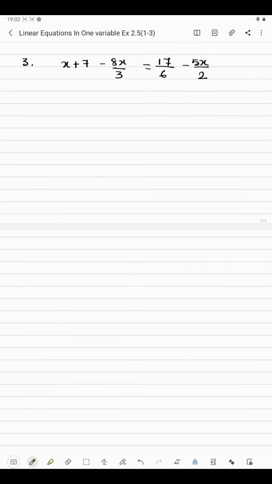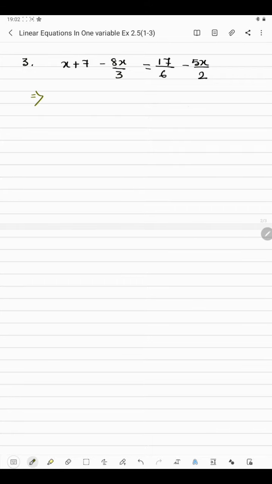Okay. Now coming to question number 3. Here we have x plus 7 minus 8x by 3 is equal to 17 by 6 minus 5x by 2. Now which one will we have to solve here? Here the variable is x, so we will have to solve for x to get the value.